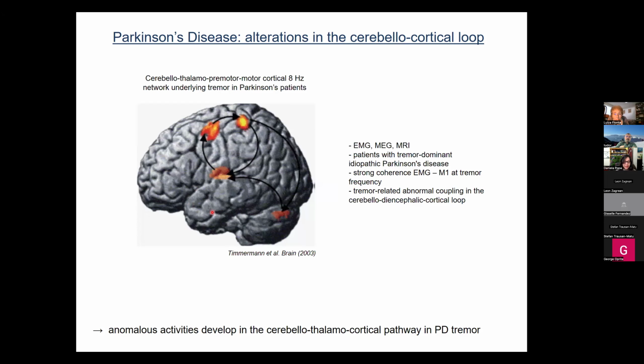Timmerman looked even at the dynamic of the network, and here he recorded from the cerebello-thalamo-premotor motor cortical areas, and he saw that there is a dynamic in this network in patients that have a tremor in Parkinson's disease. And he showed synchronous oscillations at around 8 Hz in this circuit, so a tremor-related abnormal coupling in the cerebello-thalamocortical circuit.